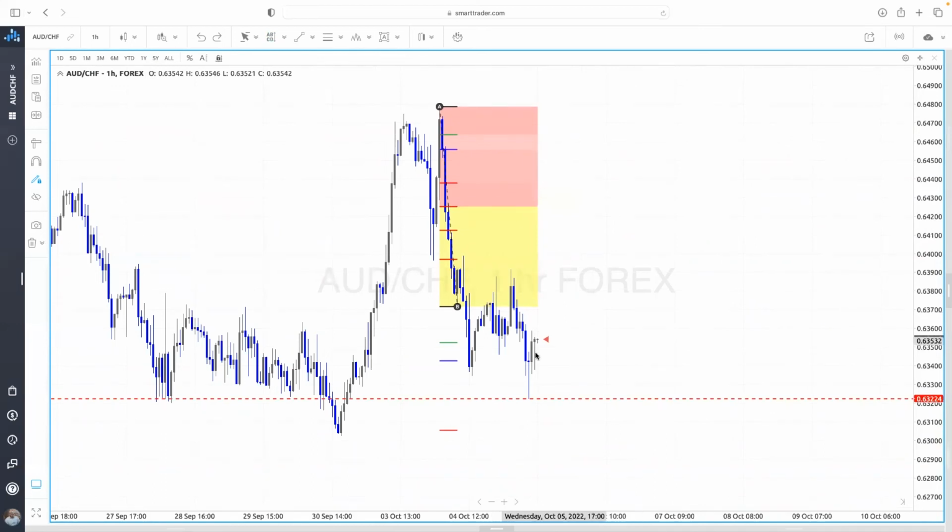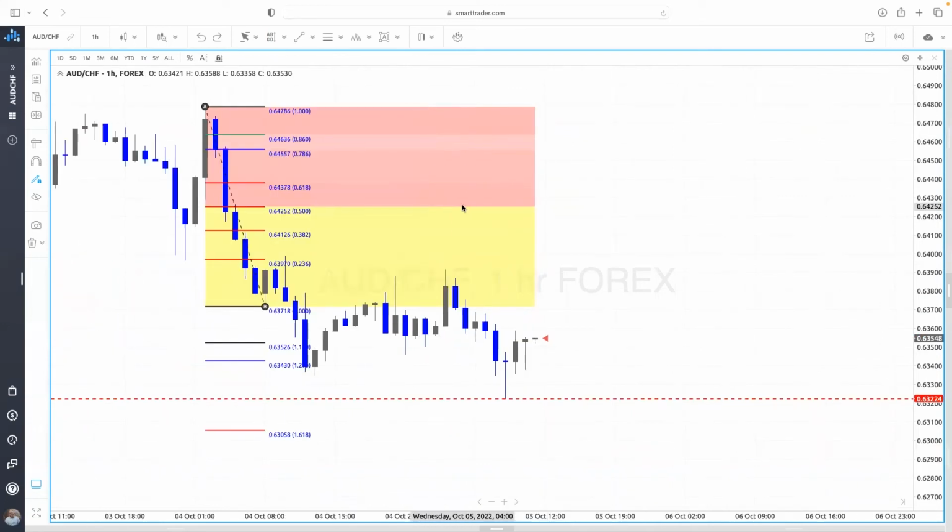So what this tells me is we could be in for a decent retracement back to at least the 38.2 on the 1 hour and the 4 hour time frames. And we could potentially push deeper. So we're looking for an entry opportunity here.